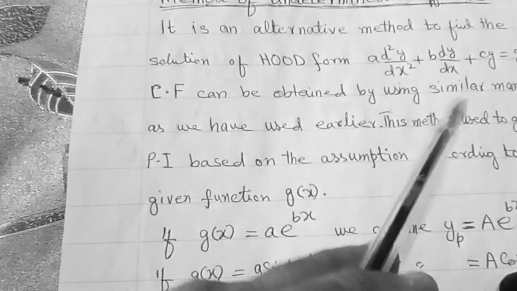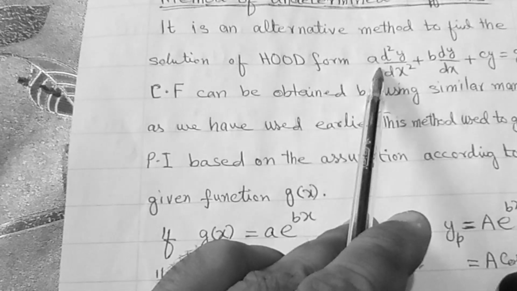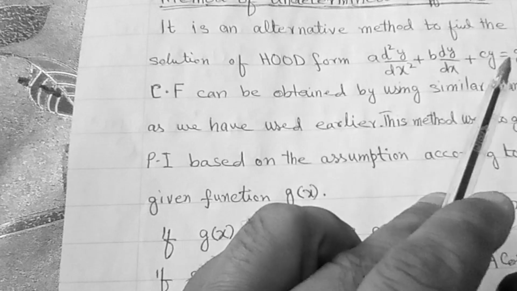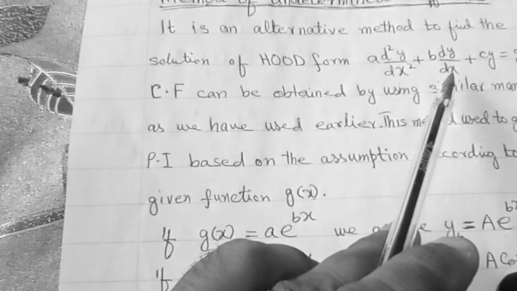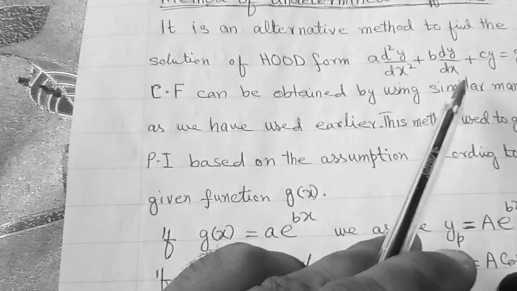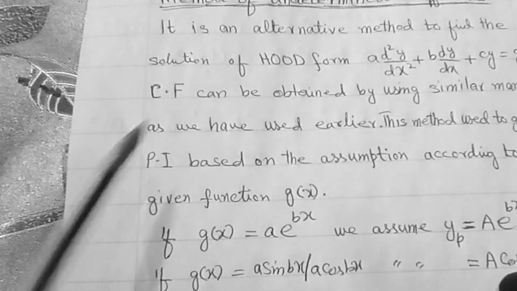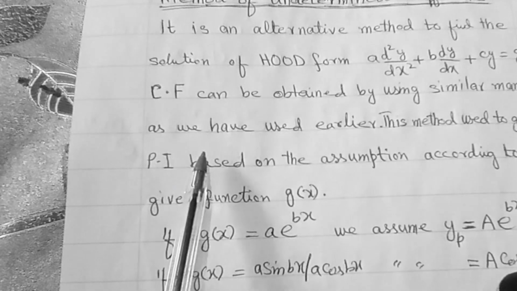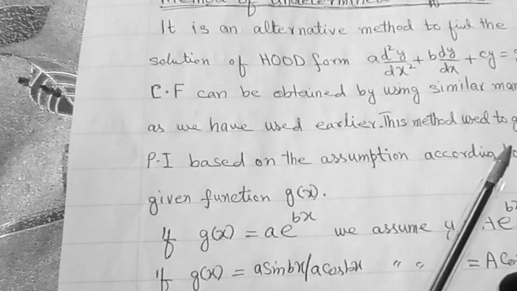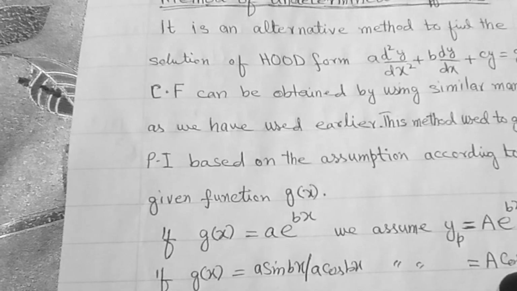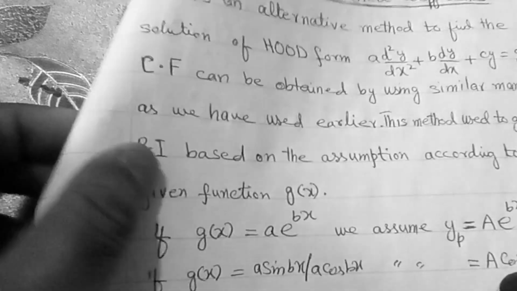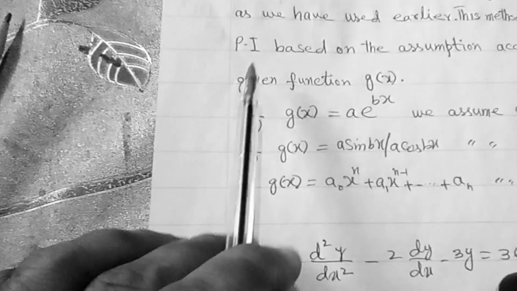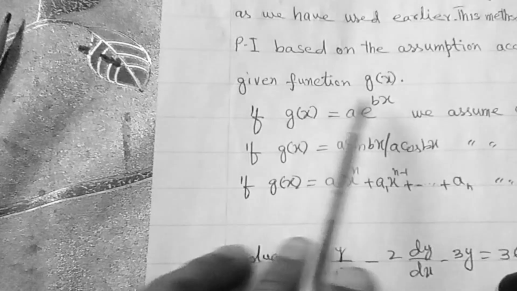we obtain the solution of a differential equation having constant coefficients, that is a d2y upon dx square plus b dy upon dx plus cy is equal to g of x. The similar kind of equation we have solved earlier, and the complementary function can be obtained in the similar manner, and this method is used to get the particular integral of the differential equation. According to the method, the assumption we use for the particular integral is based on the given function g of x.